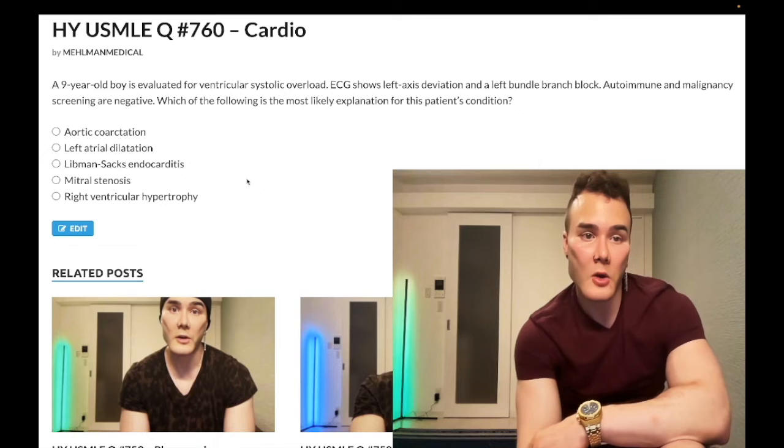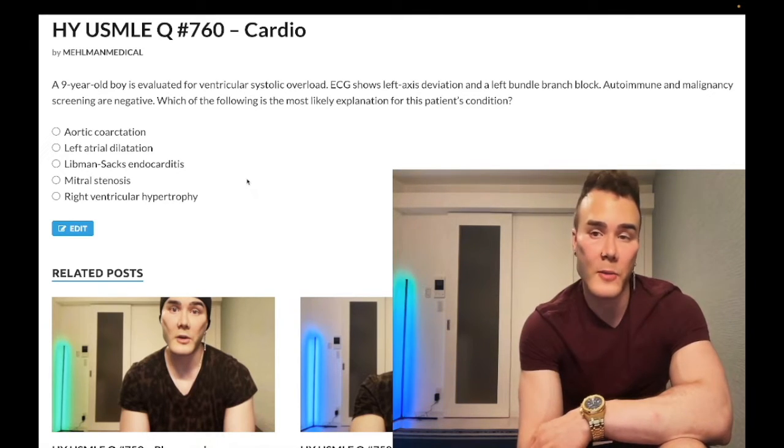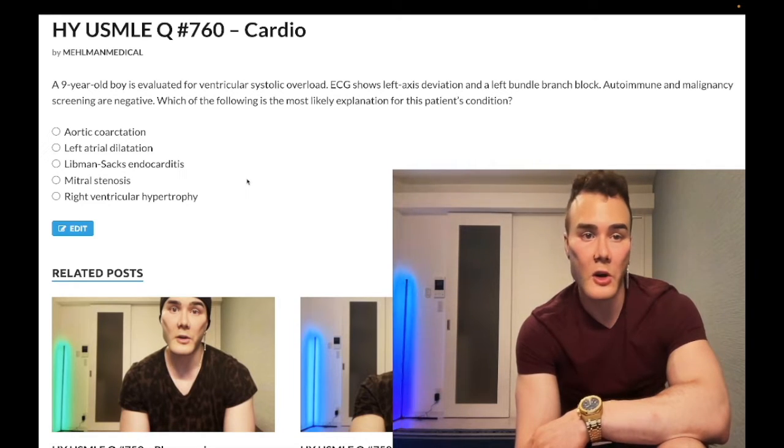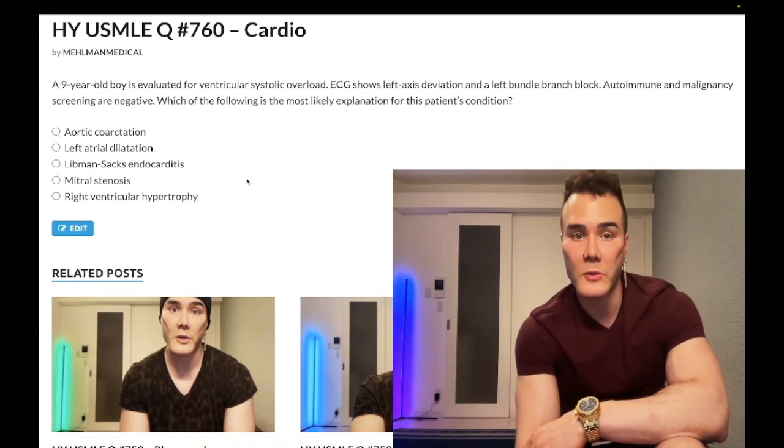Now start the clip. A 9-year-old boy is evaluated for ventricular systolic overload. ECG shows left axis deviation and a left bundle branch block. Autoimmune and malignancy screening are negative. Which of the following is the most likely explanation for this patient's condition?